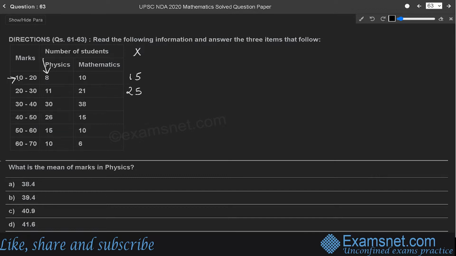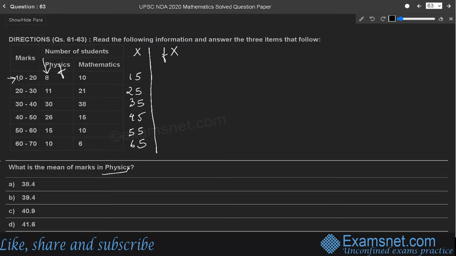Similarly, the mid value between 30 and 40 is 35. Between 40 and 50 it is 45. Similarly, 55 and 65. So this is the mid value, which is x. And we have to find the mean for physics. So this will be f. Now we have to find fx. So fx will be f into x.